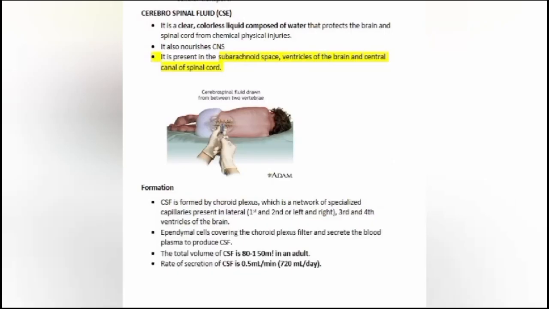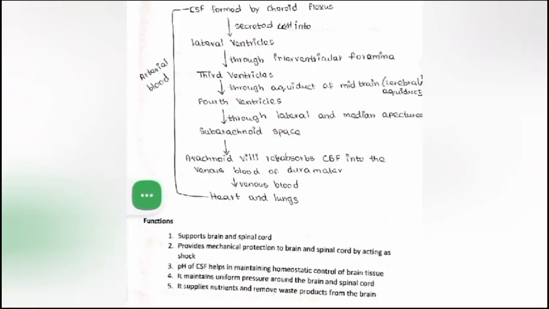So next we can learn about the cerebrospinal fluid. From the name itself you can know, cerebrospinal fluid. It is a spinal cord fluid. It is a clear and colorless liquid composed of water. It is mostly composed of water only. The formation can be easily learned by this flowchart. In that, first the CSF is formed in the choroid plexus. Then it is directly secreted into the lateral ventricle.